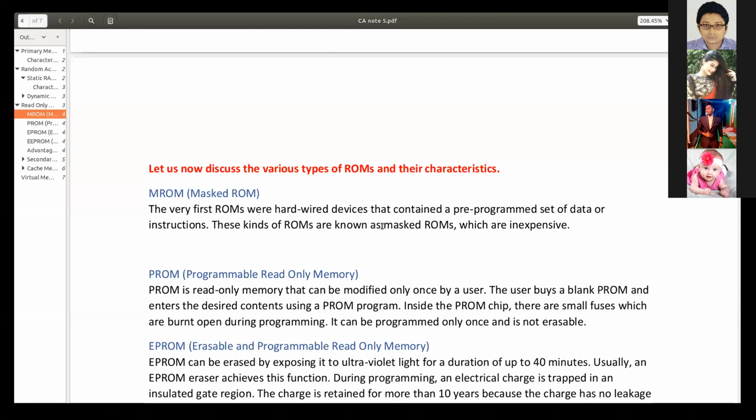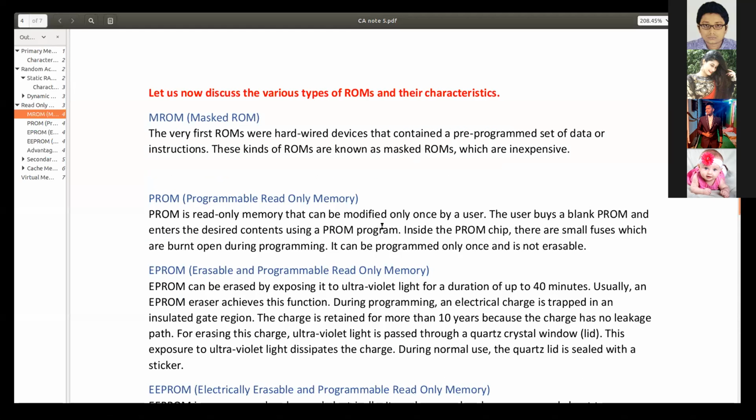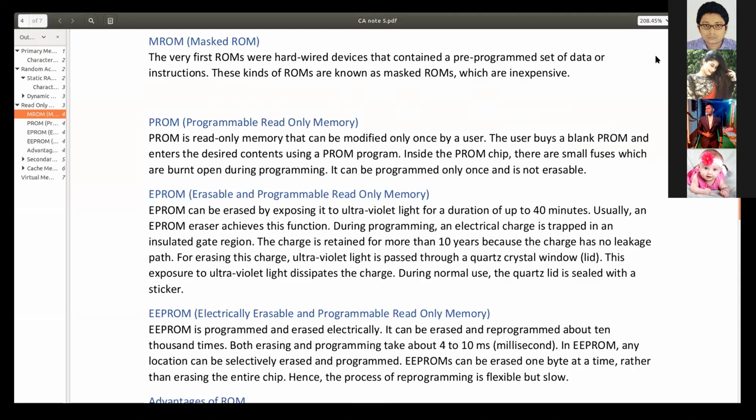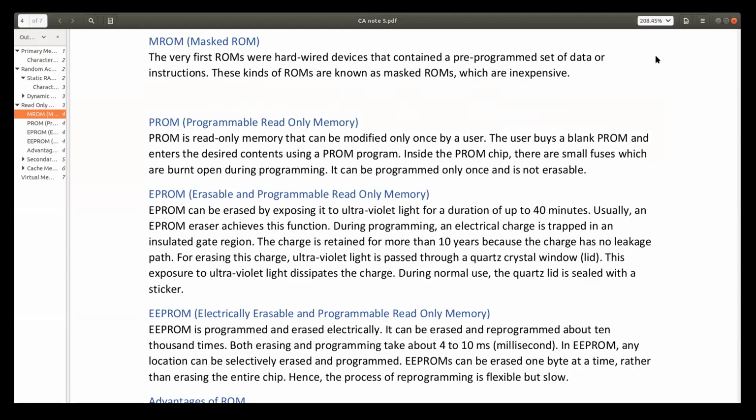So we were discussing ROMs in our last session, and we have already covered up to PROM. We have seen that there is a type of ROM known as PROM. Now we will see the other types of ROMs present or used in our computer system. That is known as EPROM.